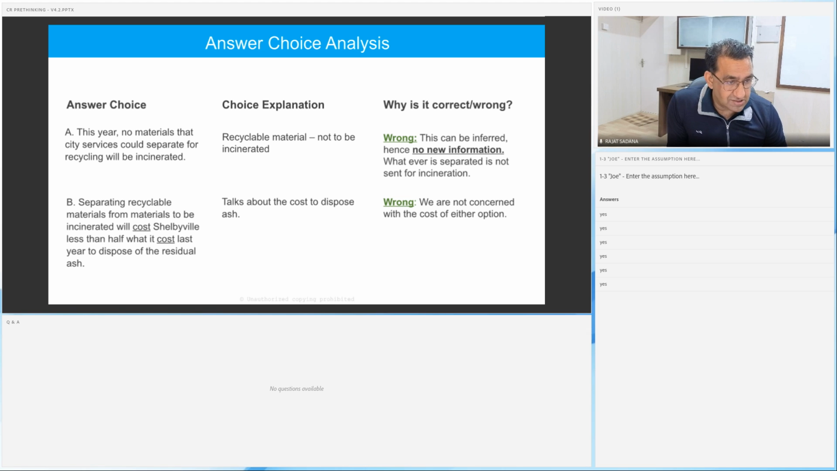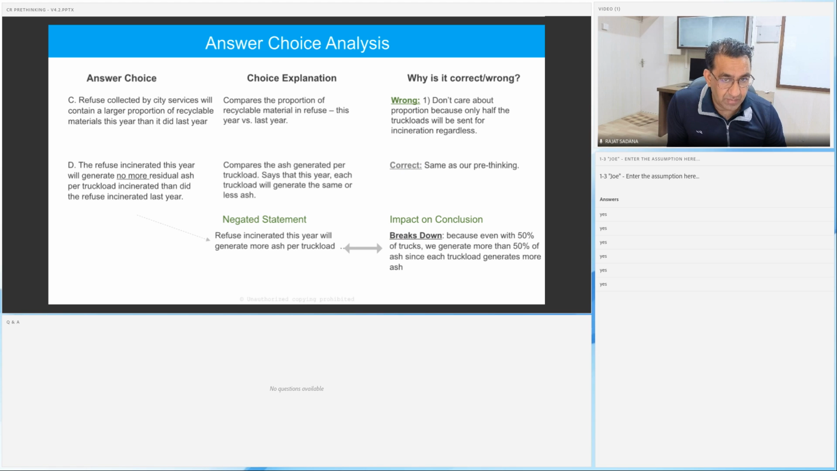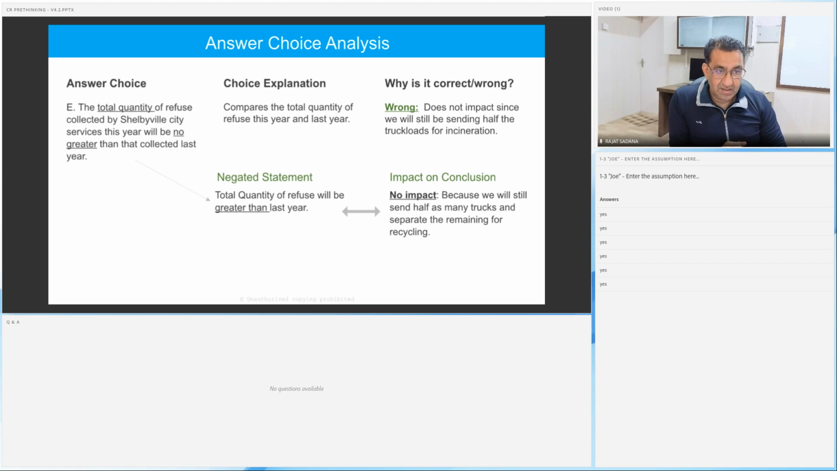Choice B is about the cost. We don't care about the cost at all. Choice C talks about the proportion of recyclable materials. Doesn't matter. Why? Because I'm only sending half as many truckloads. So if the proportion is less, it's more immaterial. Choice D is in line with our correct answer. It's talking about ash per truckload. And then choice E, which a lot of you were confused with, is about the total quantity of refuse that is collected. Again, it's immaterial. Why? Because we are only sending half as many truckloads.